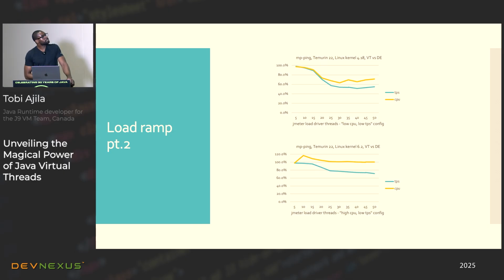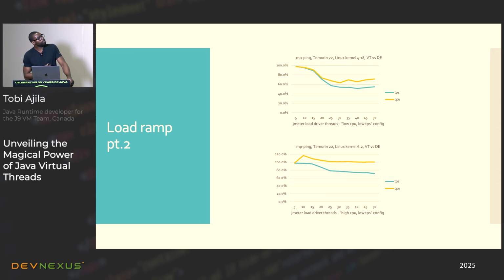This is a similar test. Here in the y-axis, instead of just the throughput, CPU is shown as well, just to show the utilization. What you're seeing here is the performance of virtual threads relative to the non-virtual threads case. So if you see 80%, for example, it means virtual threads are operating at 80% of the non-virtual threads case. So we see similar behavior. The general trend is that there's underutilization.